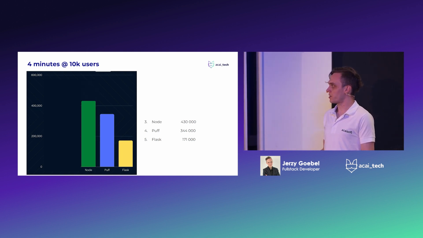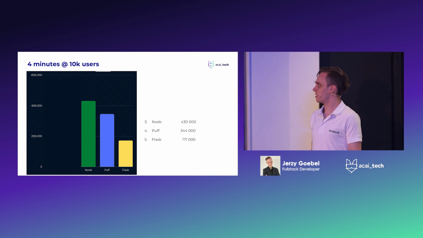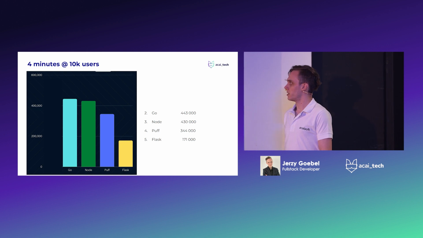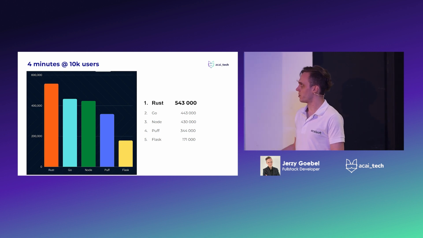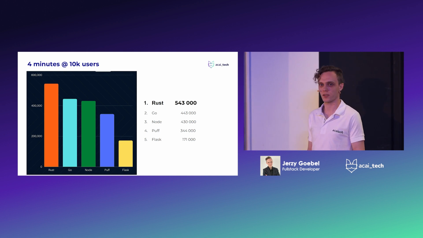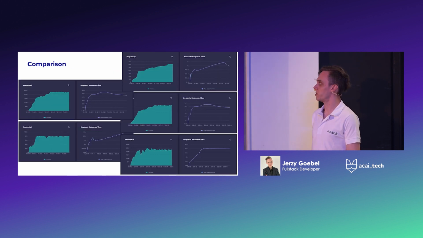Then there was Node, interestingly, only 430,000. Then Golang, 443,000, not that much faster. And our dark horse was Rust, at over 500,000 successful requests produced. And we had our winner and started testing against that.